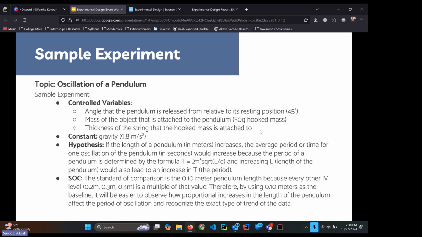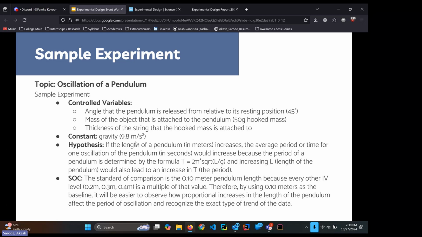But the thing is, these three controlled variables, even though it is possible to change them, in this sample experiment, are characteristics that I'm going to keep the same. So for all of my trials, I'm always going to release the pendulum from a 45-degree angle. I'm always going to use a 50-gram hook mass, and I'm always going to use the same thickness string. And then a good constant to use for this experiment is gravity.